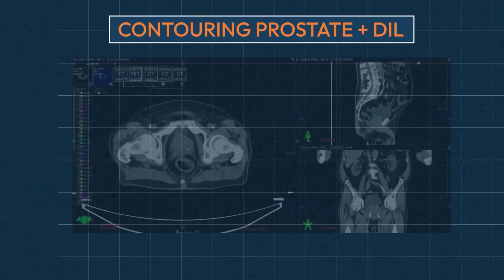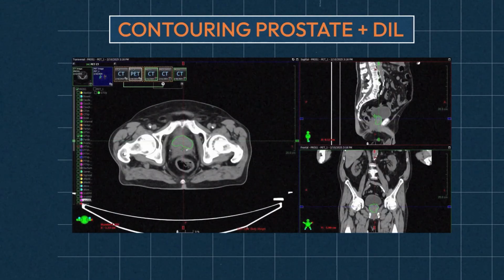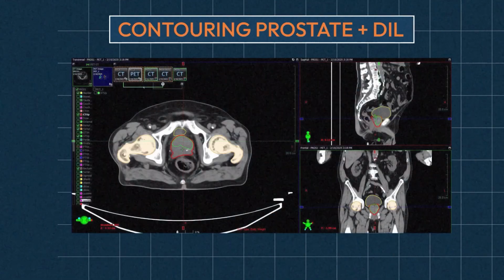And so now we have a superimposition of that PET-defined GTV on top of the planning CT. So you can see the underlying prostate there. And then we can go ahead and segment all the other areas like the prostate boundary, the bladder, the rectum, all the normal structures.